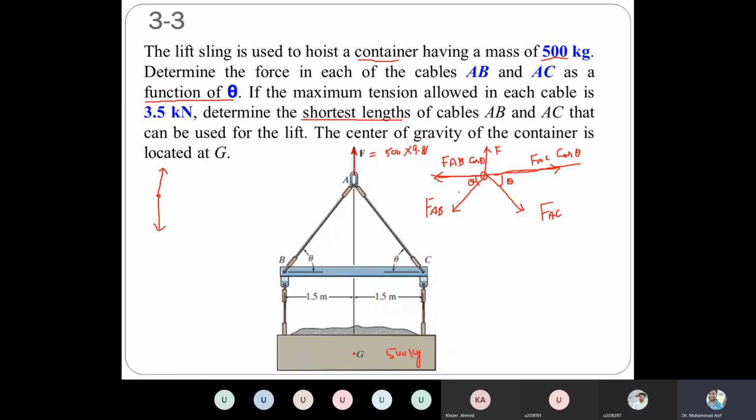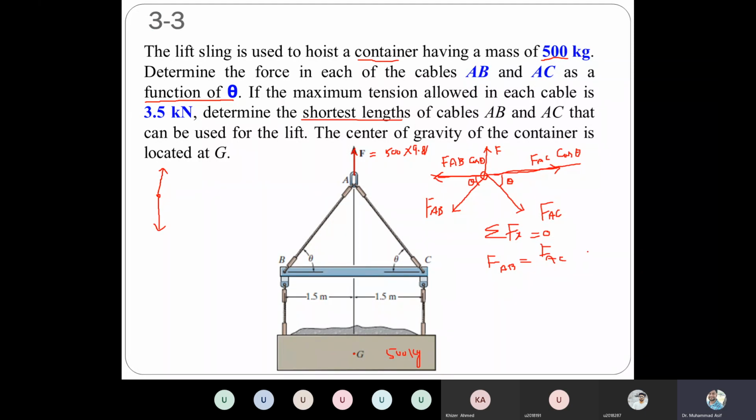If we apply the first equilibrium equation, the sum of all the forces in the x direction is equal to 0. So we just have two forces in the x direction. One is FAC cos theta, another one is FAB cos theta. So these are basically equal. That means cos theta will cancel out, so we'll have FAB equal to FAC. So both forces are equal.